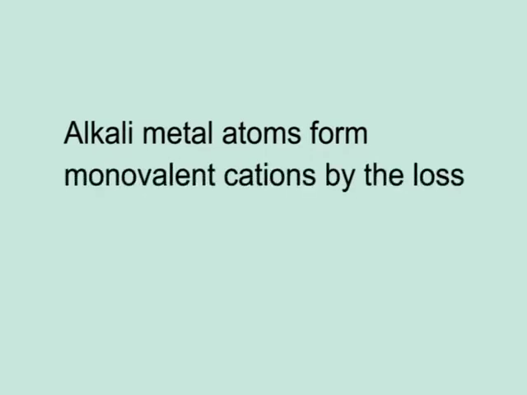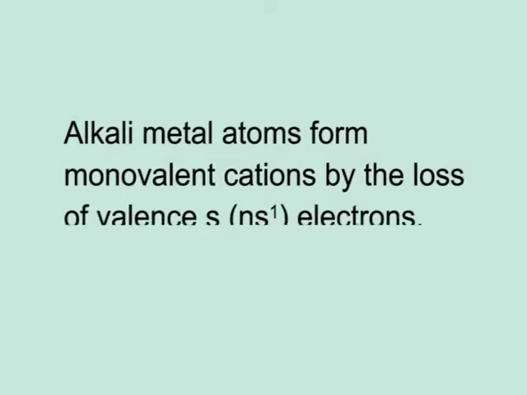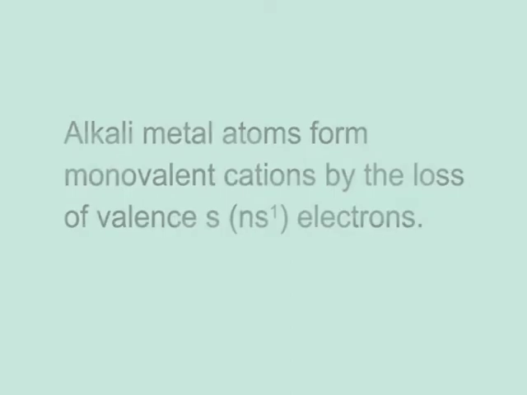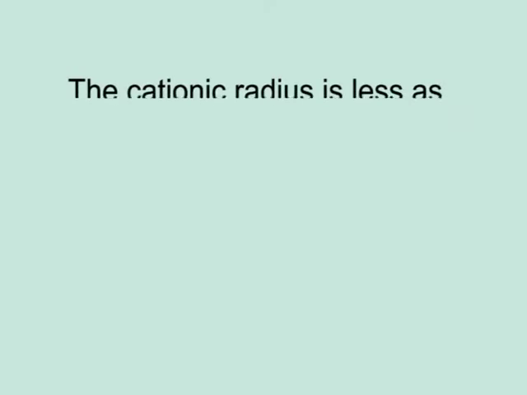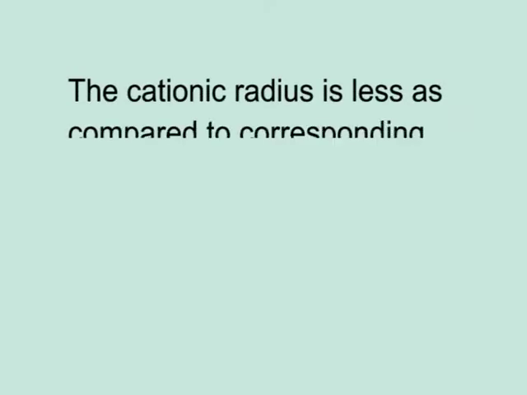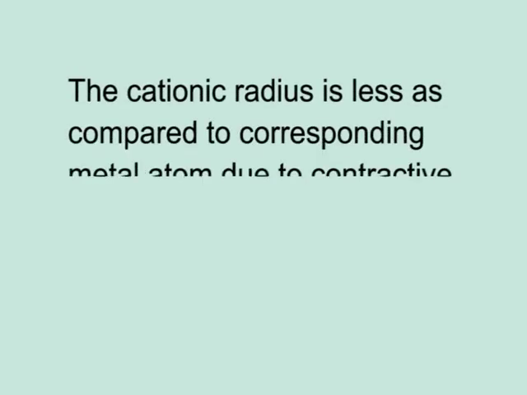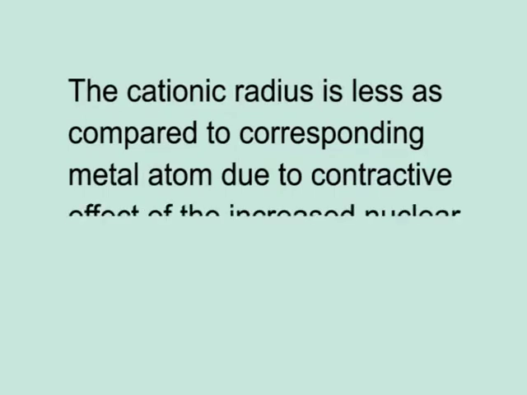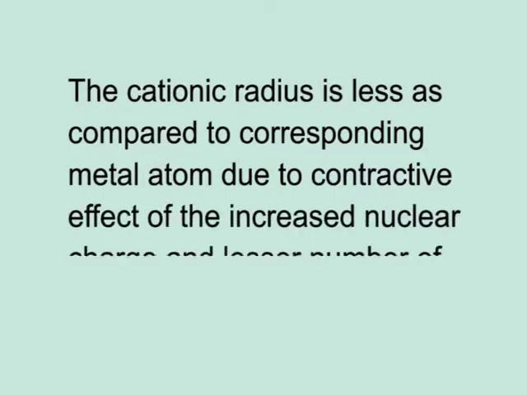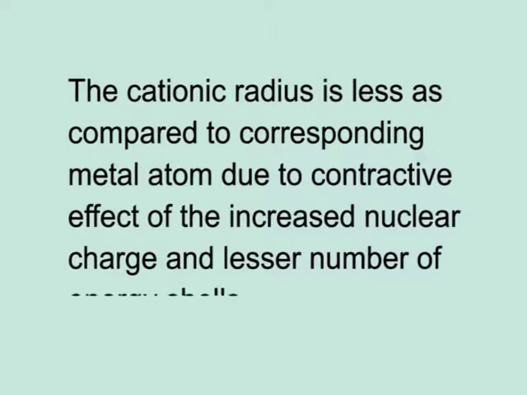Alkali metal atoms form monovalent cations by the loss of valence s electrons. The cationic radius is less as compared to the corresponding metal atom due to the contractive effect of the increased nuclear charge and lesser number of energy shells.